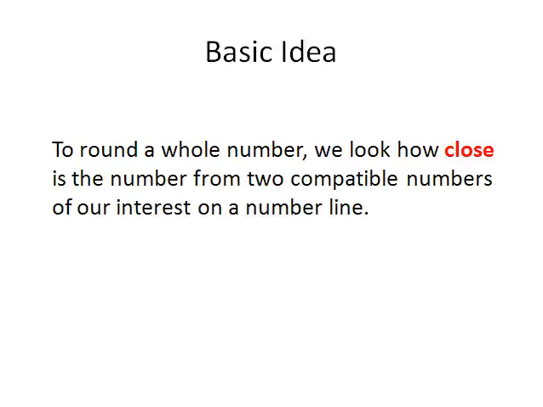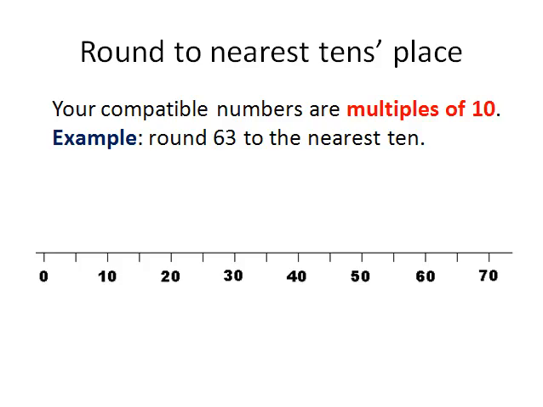Now, what is the basic idea of rounding? Well, the basic idea consists of looking at how close the number is to two compatible numbers that we are interested in when looking at the number line. Let me give you an example. Round to the nearest tens place. So let's say they give us the example to round 63 to the nearest 10.